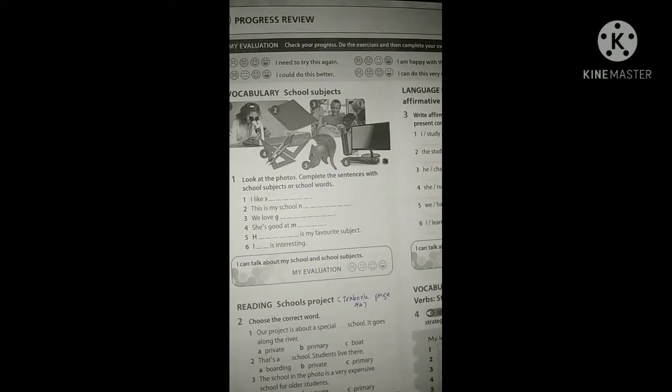Okay, page 42 and 43, unit 4, progress review. So firstly, we are going to see the first activity, which is vocabulary, school subject. You need to look at the photos given and then complete the sentences with the school subject or school word. I want to bring you to do some revisions about the vocabulary in school. School subject or school word.